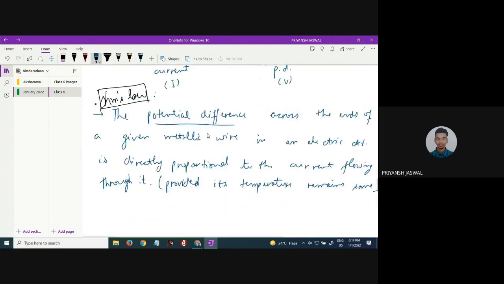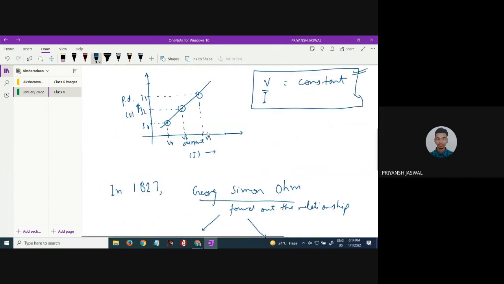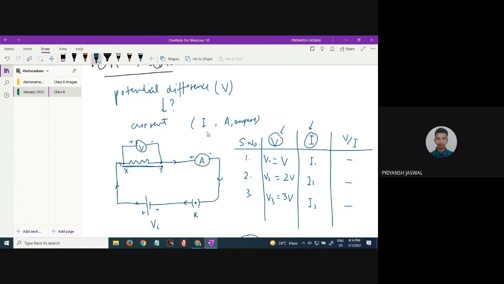Then what he observed was that the potential difference across the ends of a given metallic wire in an electric circuit is directly proportional to the current flowing through it. So you observe that if he changes the potential difference, the current also changes, but the change was such that the potential drop across these ends was proportional to the current flowing through the circuit.